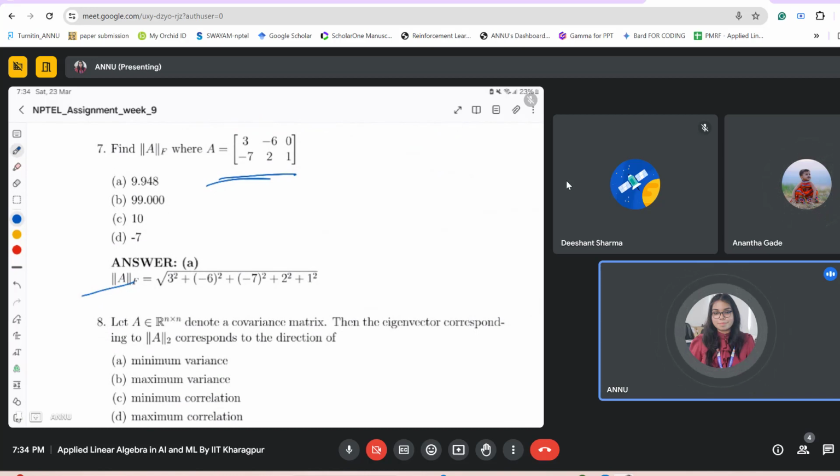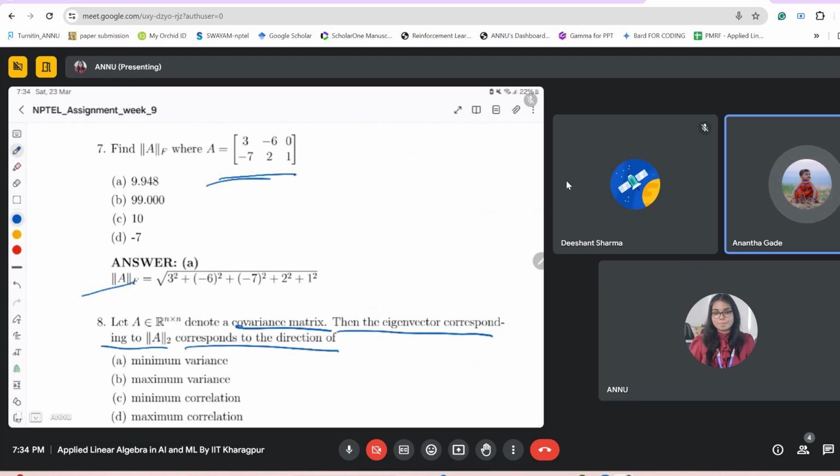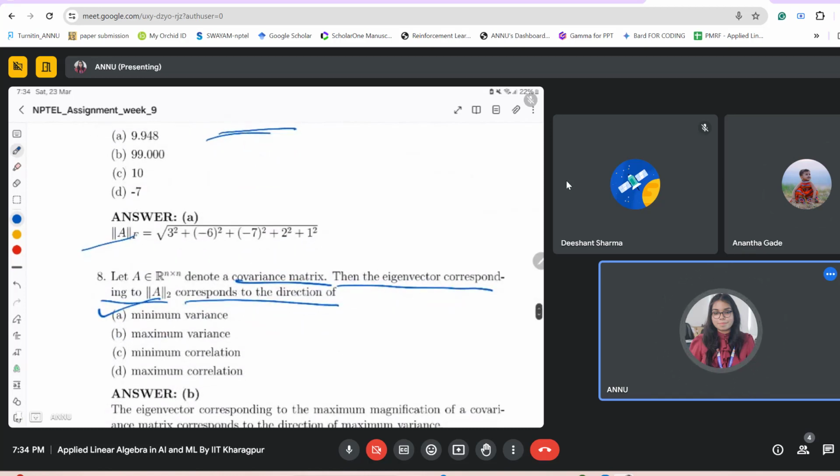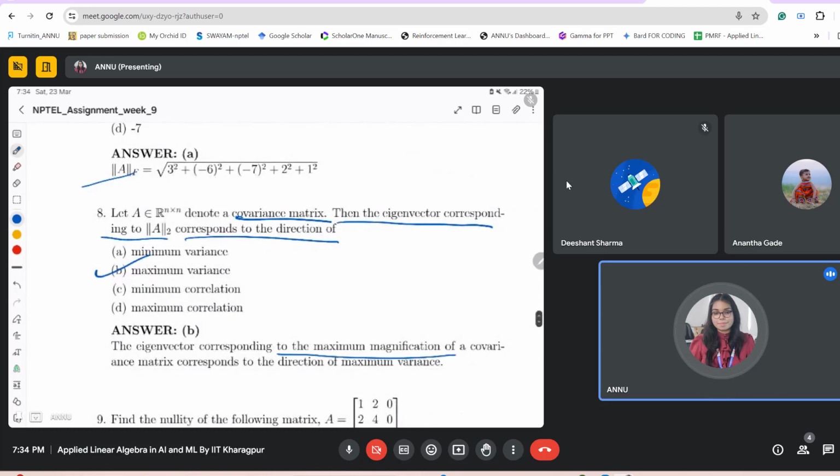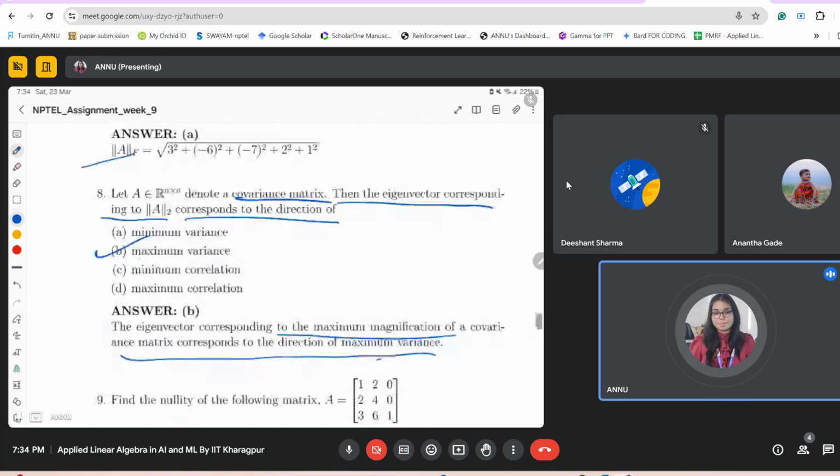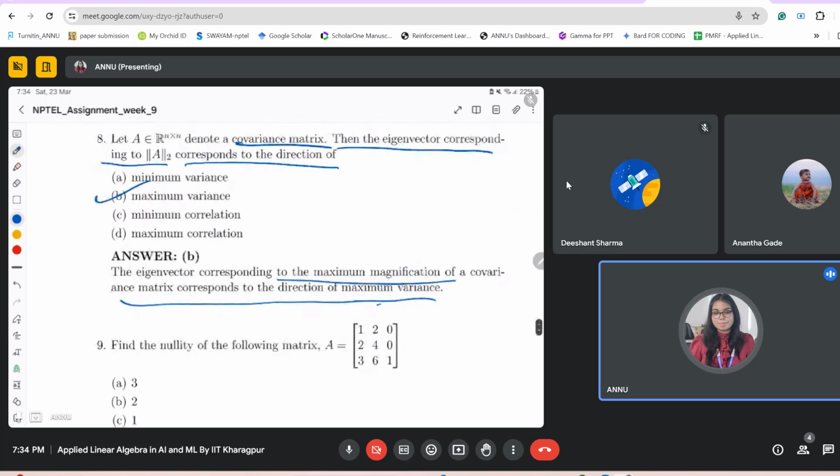If A in R n cross n denotes the covariance matrix, then the eigenvector corresponding to the maximum eigenvalue of A corresponds to the direction of maximum variance. Yeah, maximum covariance is there, so maximum variance. Very nice. Find the nullity of the matrix.